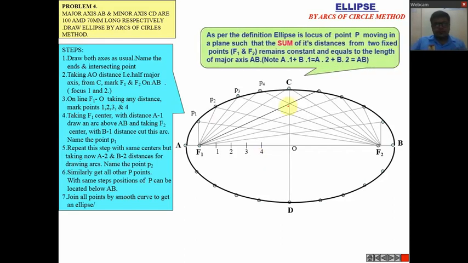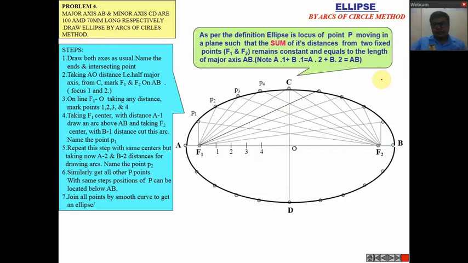So if we go for the definition, as per the definition, an ellipse is the locus of point P, this one, point P1, P2, P3, P4, P5, P6 up to whatever number of points you are considering. If point P is moving in a plane in such a manner that the sum of its distances from two fixed points F1 and F2 remains constant and equal to the length of the major axis AB.